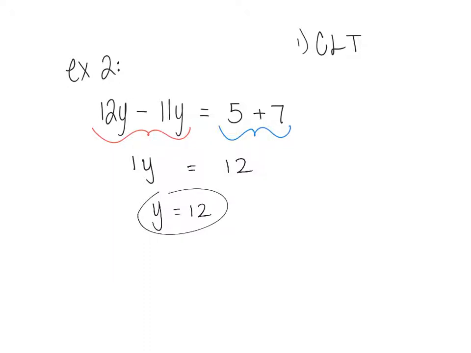Now I check these the same way. I'm going to plug in y equals 12. So I have 12 times 12 minus 11 times 12 equals 5 plus 7. Check both sides. You can put it in your calculator. Yes, it does work.